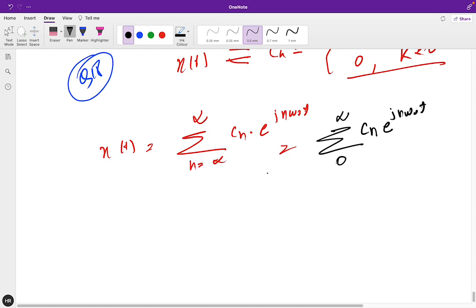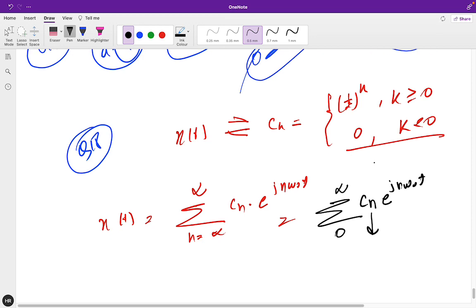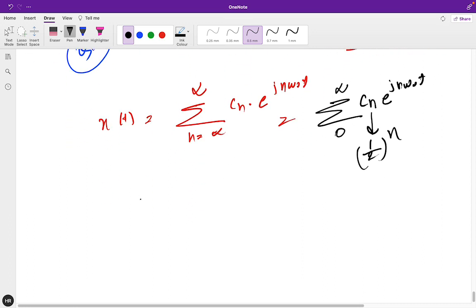Now put the value of c of n, which is 1 by 2 to the power k, where k means n here. If you put the values, for n equals 0 you get 1. Then 1 by 2 e power j omega naught t. Then 1 by 2 the whole square e power j 2 omega naught t, and like that it goes on.